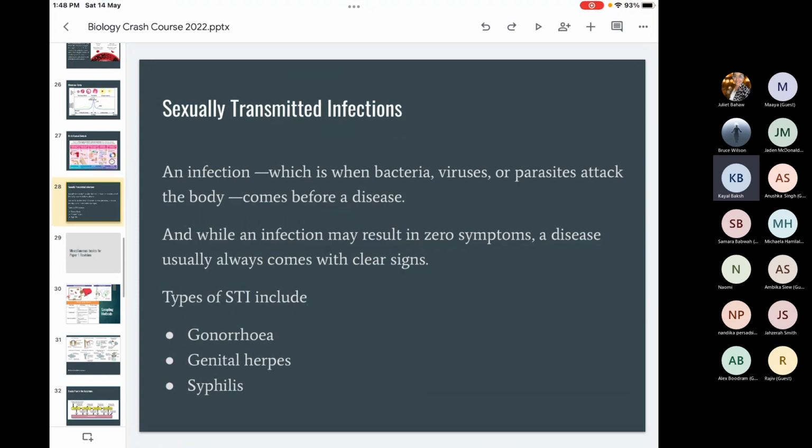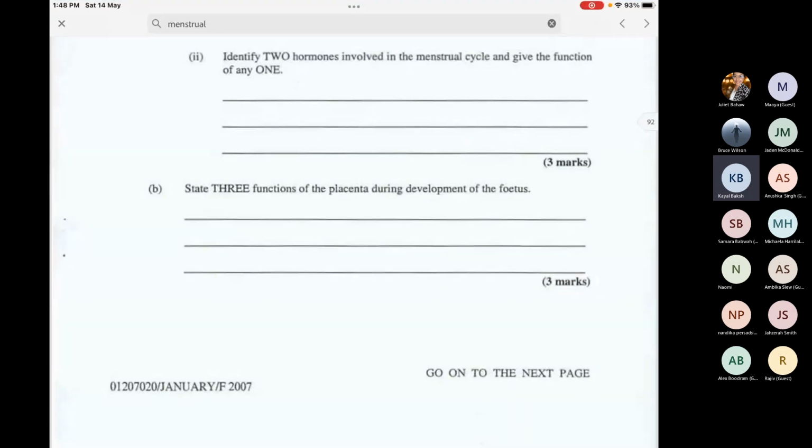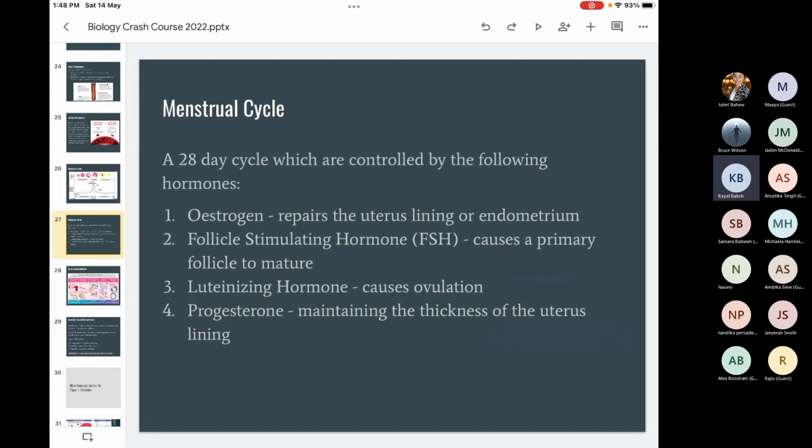So it's so important to go through this slide. If you're talking about estrogen, estrogen is responsible for repairing the uterus lining. Right after the period, the uterus lining has to rebuild itself. So that is where estrogen will come in. All right, then you could say follicle stimulating hormone. This causes a primary follicle to grow and develop and become mature or fertile.